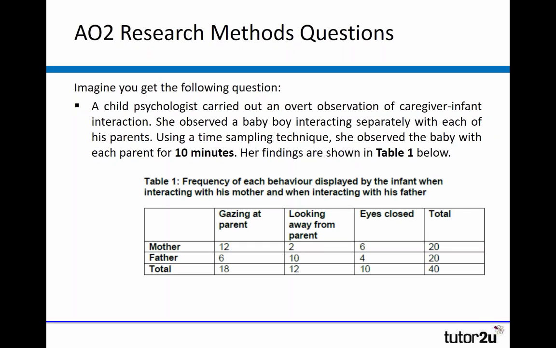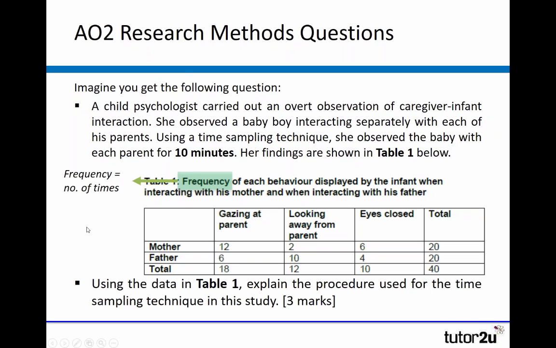One thing I want to point out, because the word I think confuses students, is the word frequency just means the number of times. So really it's just the number of times it's happened. So what this table is looking at is the number of times each behaviour is displayed by the infant. Okay, so the infant, for example, gazed 12 times at the mother, or 2 times looked away from the parent. 6 times it had its eyes closed. So it's just the number of times it occurred.